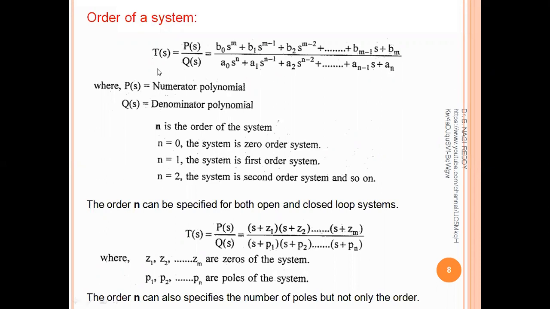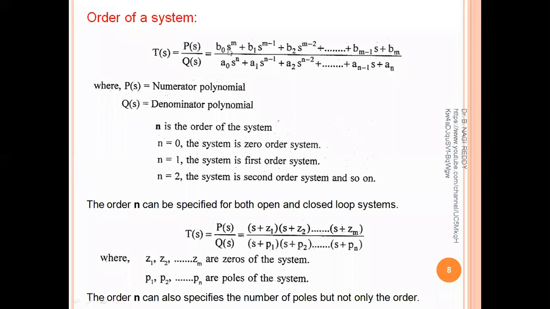Any transfer function, that is T of S, can be represented in polynomial equations. You can see here, this is a polynomial equation, which is the numerator, and below it is another polynomial equation, which is the denominator. Simply, the numerator polynomial is denoted as P of S, and the denominator is denoted as Q of S. So any transfer function will have a numerator as well as a denominator, right?